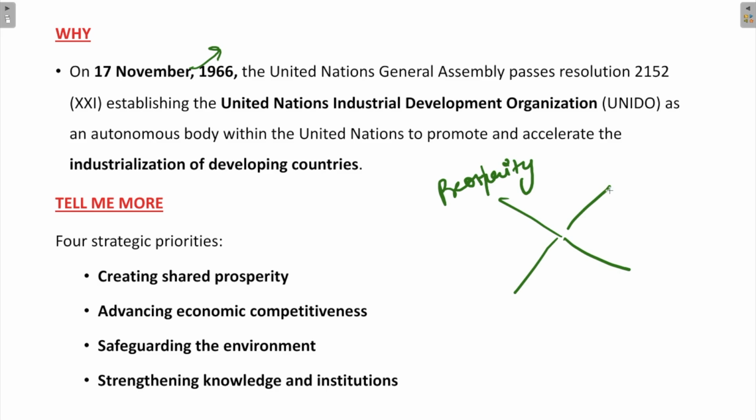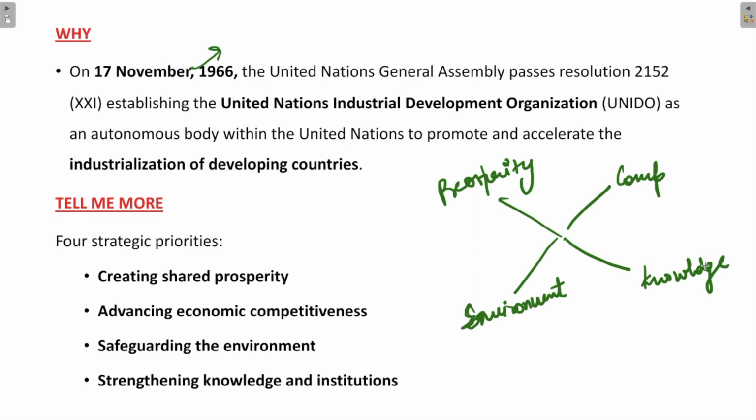Next is advancing economic competitiveness. When there is competitiveness between the countries for development, then there is always a positive path for the development of these countries. Next is safeguarding the environment. That is very important, as we always harm the environment in developing our countries. Next is strengthening knowledge and institutions. So basic education is always required for the development of the countries.